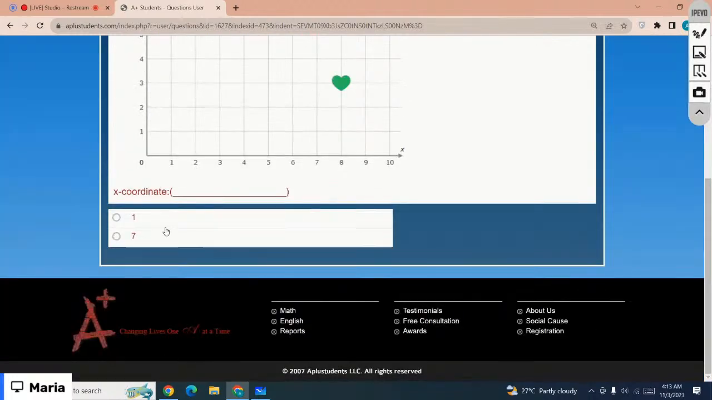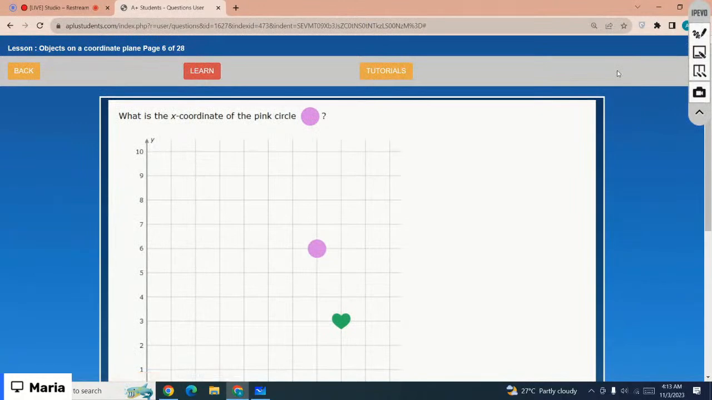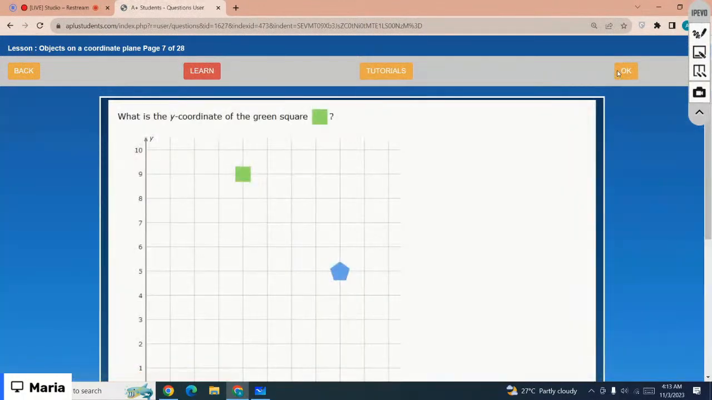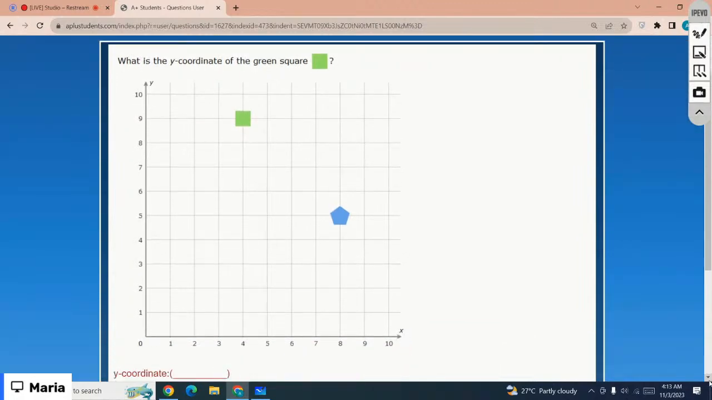Okay, let's just do one more, right? The x coordinate is 7. What is the y coordinate of green square? Which is the correct option? Okay, Xavier, you have to answer. What is the y coordinate of green square? Just locate the green square on the coordinate plane and then match it to the y-axis. So what is the y coordinate?